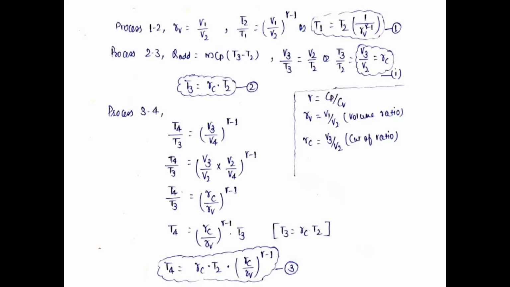Then process 3 to 4, we know the TV relation, that is T4 by T3 equal to (V3 by V4) the whole raised to gamma minus 1.